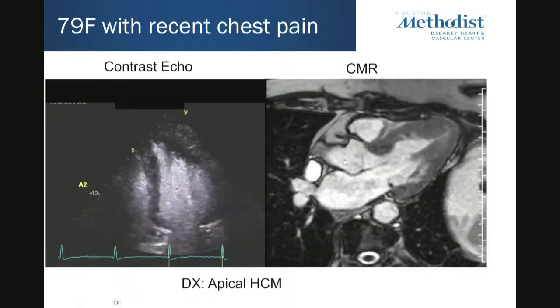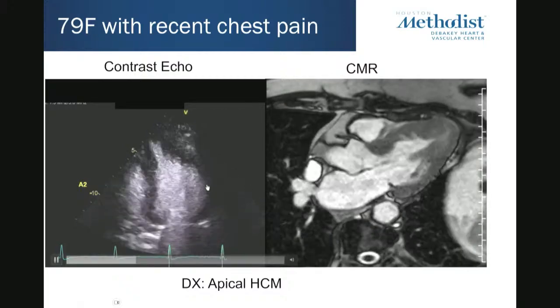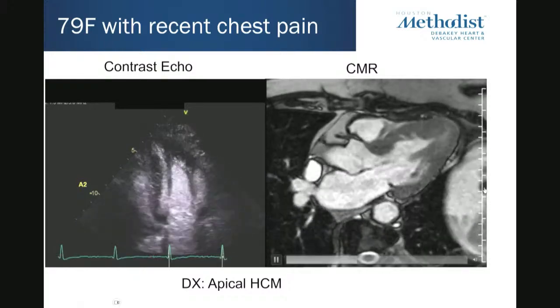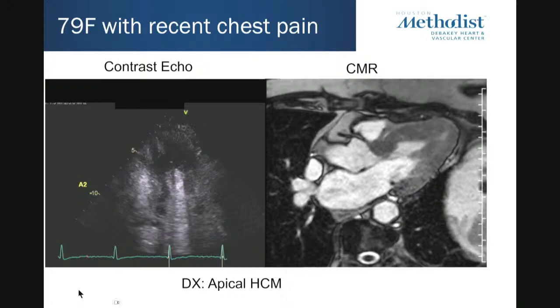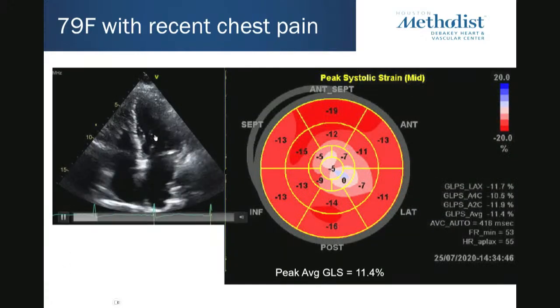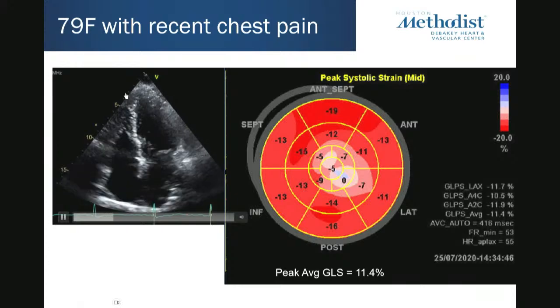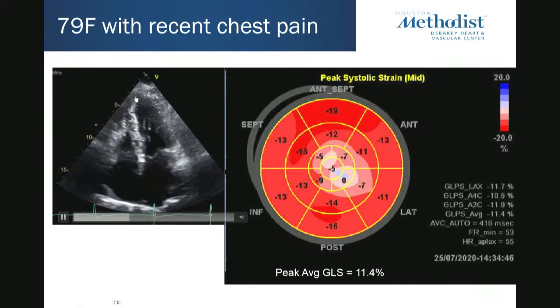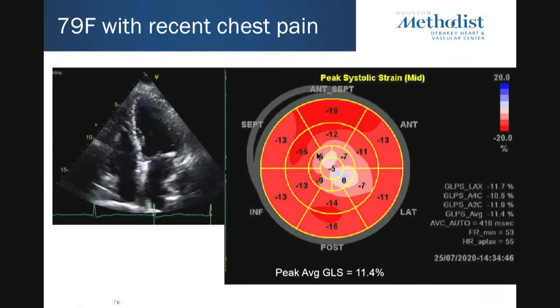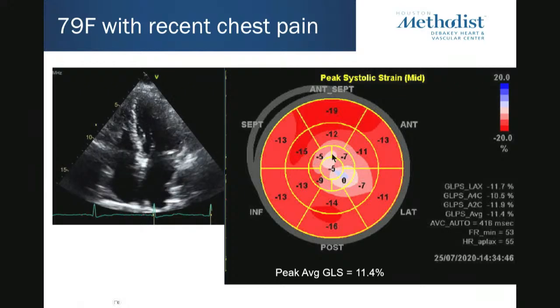This is a patient with ACM, apical ACM, very nice. You see the contrast echo, and you see the CMR, both having a lot of agreement. And when you do the echo without contrast, you could miss it. In fact, it's often missed without contrast. But the strain clearly shows you reduced values towards the apical segments. All right.